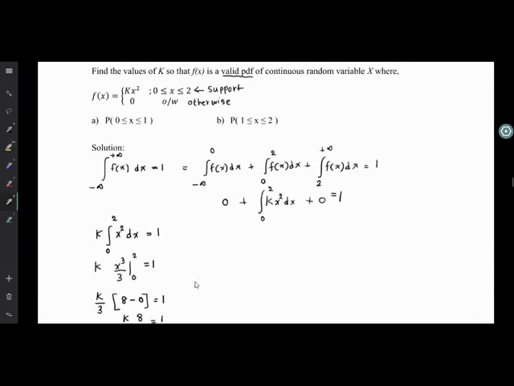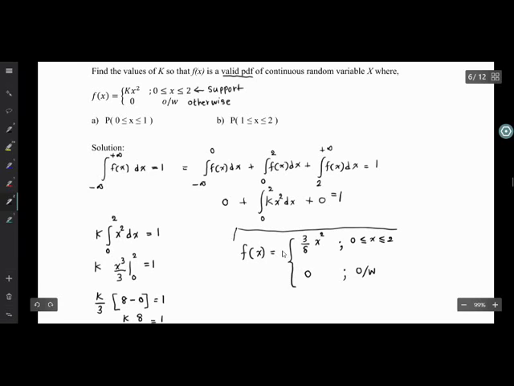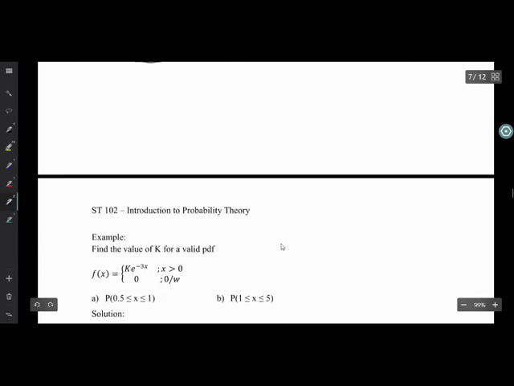Now you can write your f(x) using the value of k. So our f(x) is 3 over 8 x square over the support x from 0 to 2, and 0 otherwise. Okay, so this is how you write a PDF in a correct way.